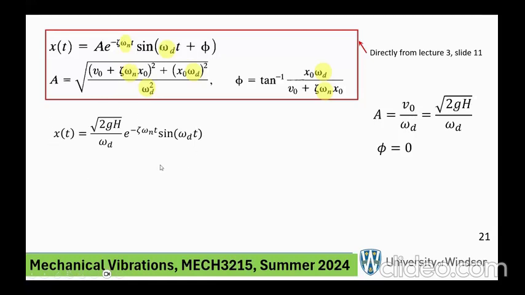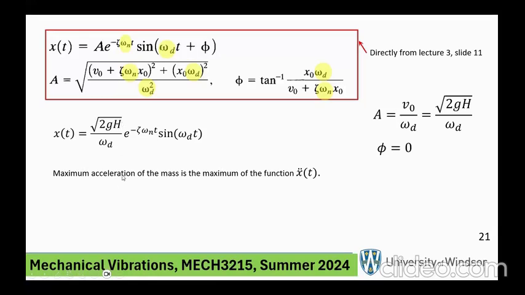If this is the solution, you can see that it's just like my impulse response function, except that it's not a 1 here. It is the root of 2gh. So this must be the impulse imparted to the mass at the time of contact, that value, square root of 2gh.